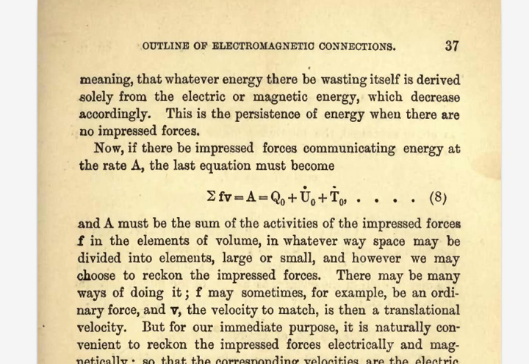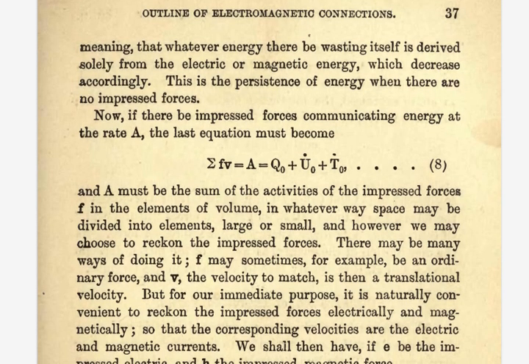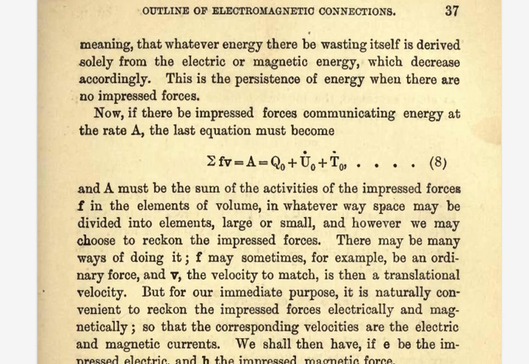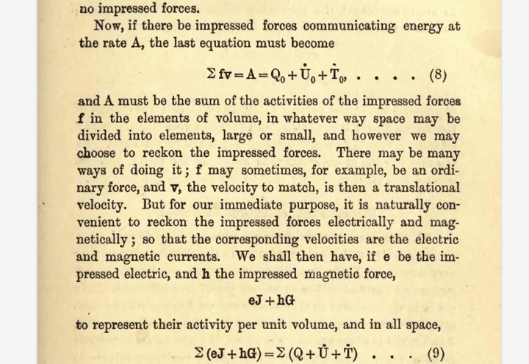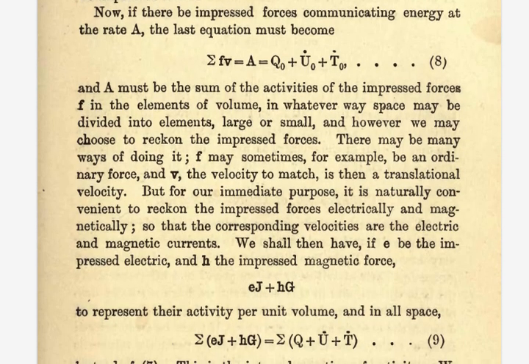Now, if there be impressed forces communicating energy at the rate A, the last equation must become summation FV equals A equals Q plus U dot plus T dot. And A must be the sum of the activities of the impressed forces F in the elements of volume, in whatever way space may be divided into elements, large or small, and however we may choose to reckon the impressed forces. There may be many ways of doing it.